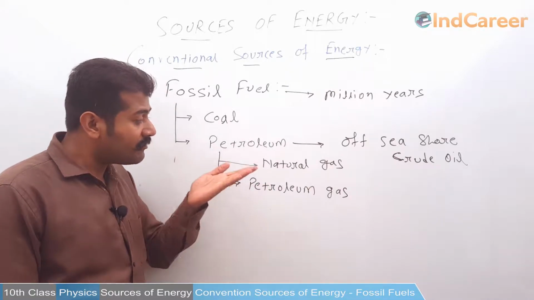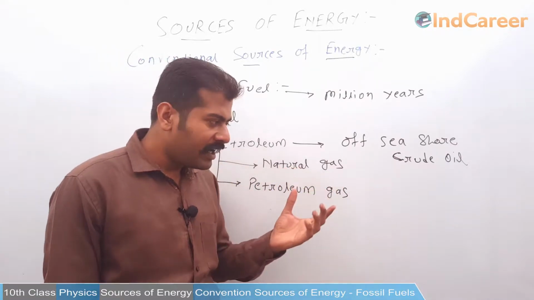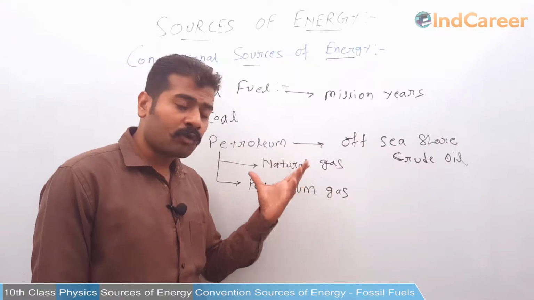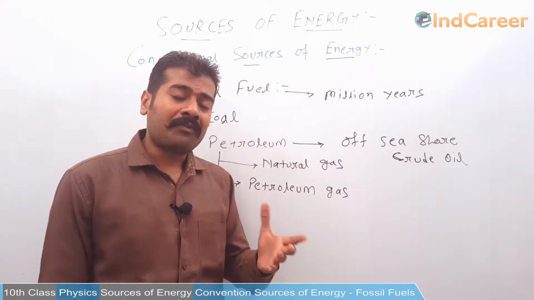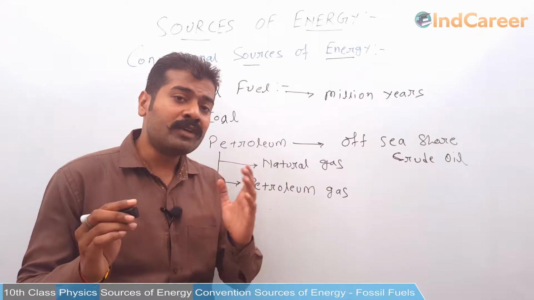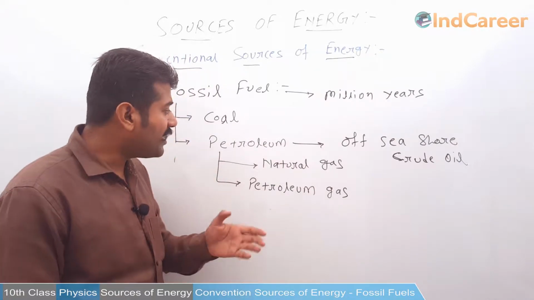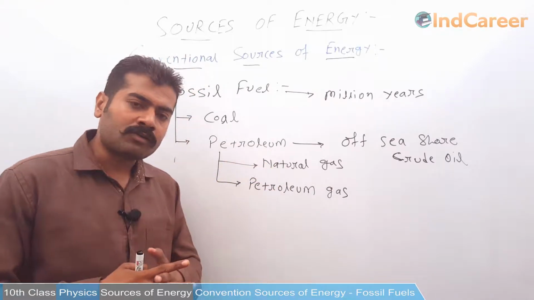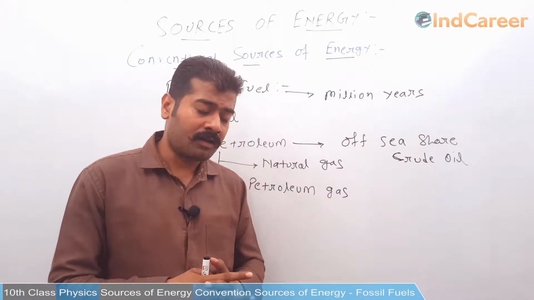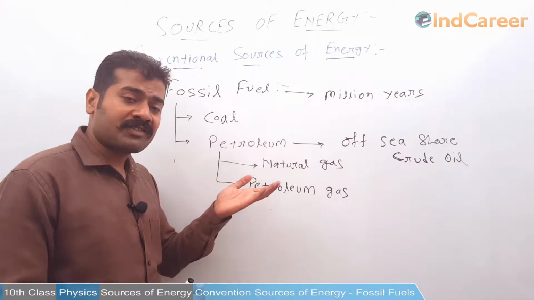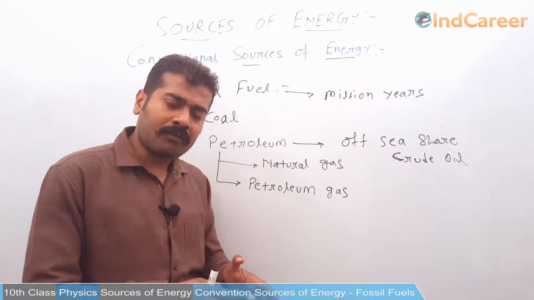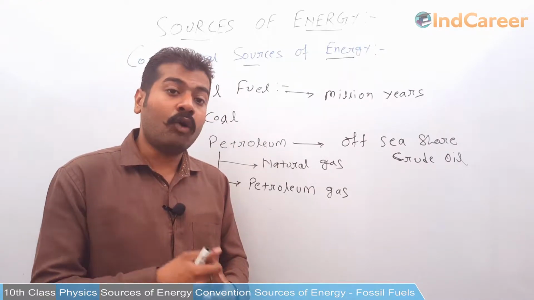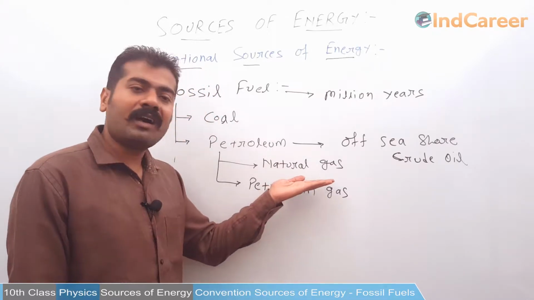The next important one is natural gas. There are differences between natural gas and petroleum gas. Natural gas is found naturally where we extract the petroleum. If we drill into the earth's crust, petroleum is found deep down. When we drill to extract it, first we get a gas leaking from that hole, and that gas is natural gas.